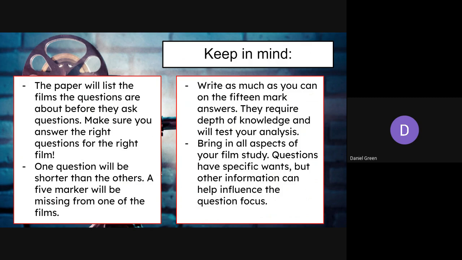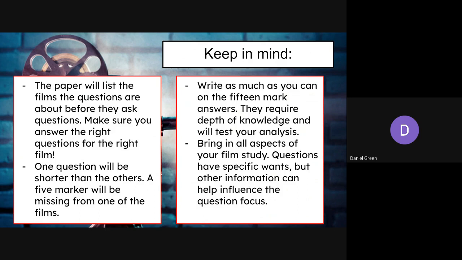One question will always be shorter than the others. There will be a 5-mark question missing from one of the following questions. That means that you will probably have to write less on one film because you'll be missing a question, but that doesn't mean you should neglect it. Write as much as you can on the 15-mark answers. They require a huge depth of knowledge and will test your analysis skills.